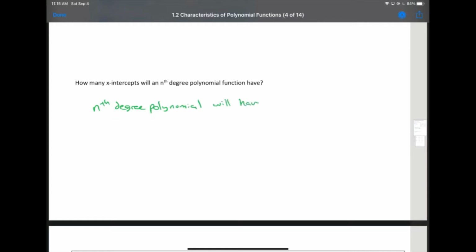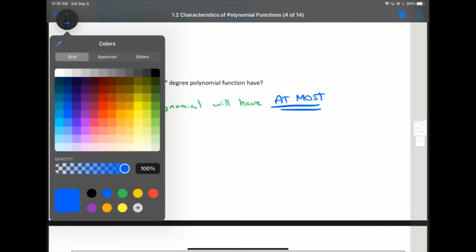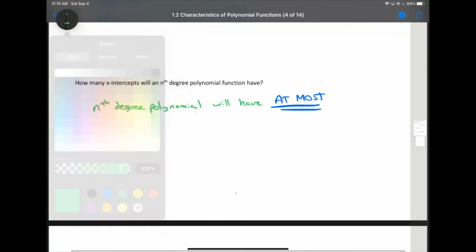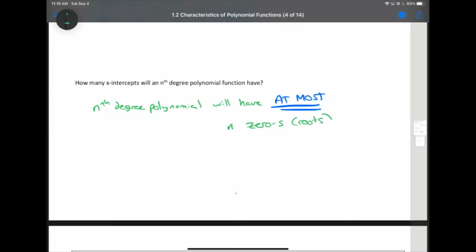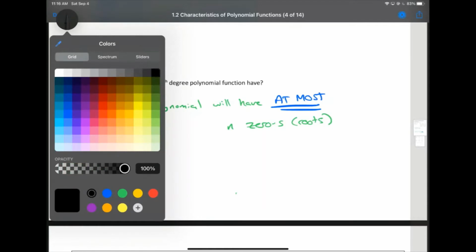So as it turns out, an nth degree polynomial will have, and now this is the part that some people do mess up on a little bit, at most n zeros or roots. I'm going to change color just to emphasize this. Come on, pen. An nth degree polynomial will have at most n zeros or roots. So why at most?